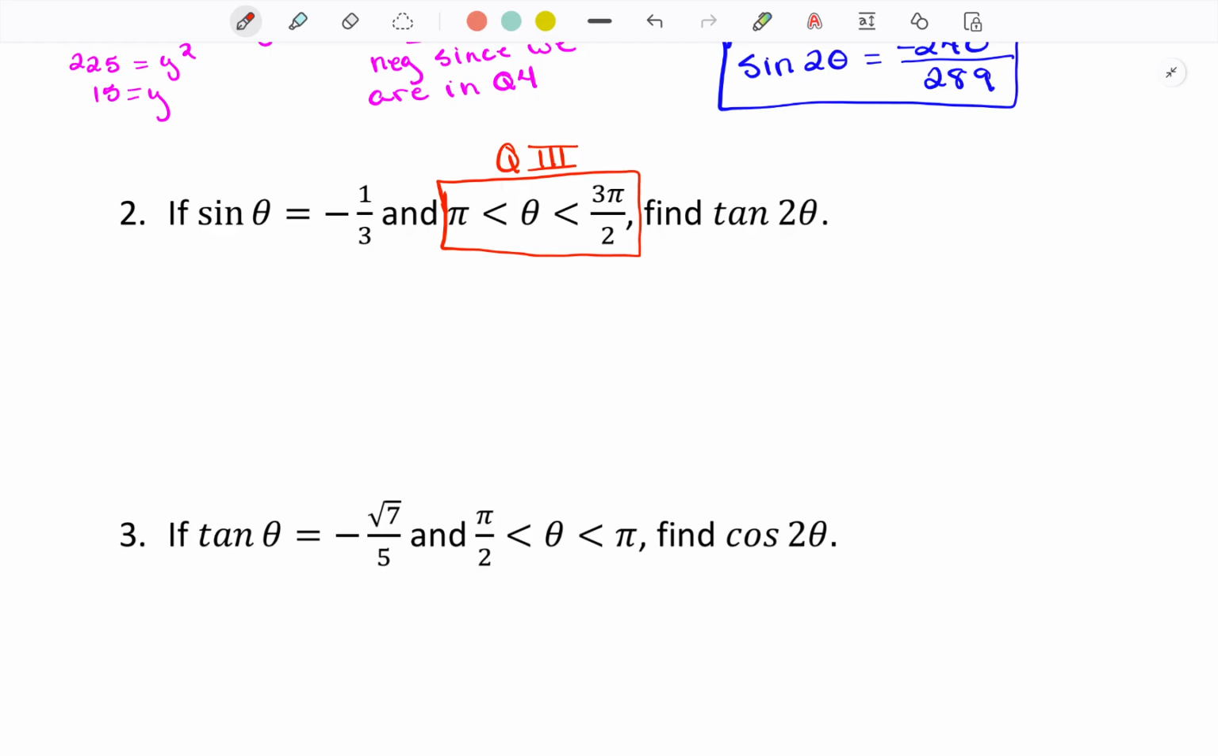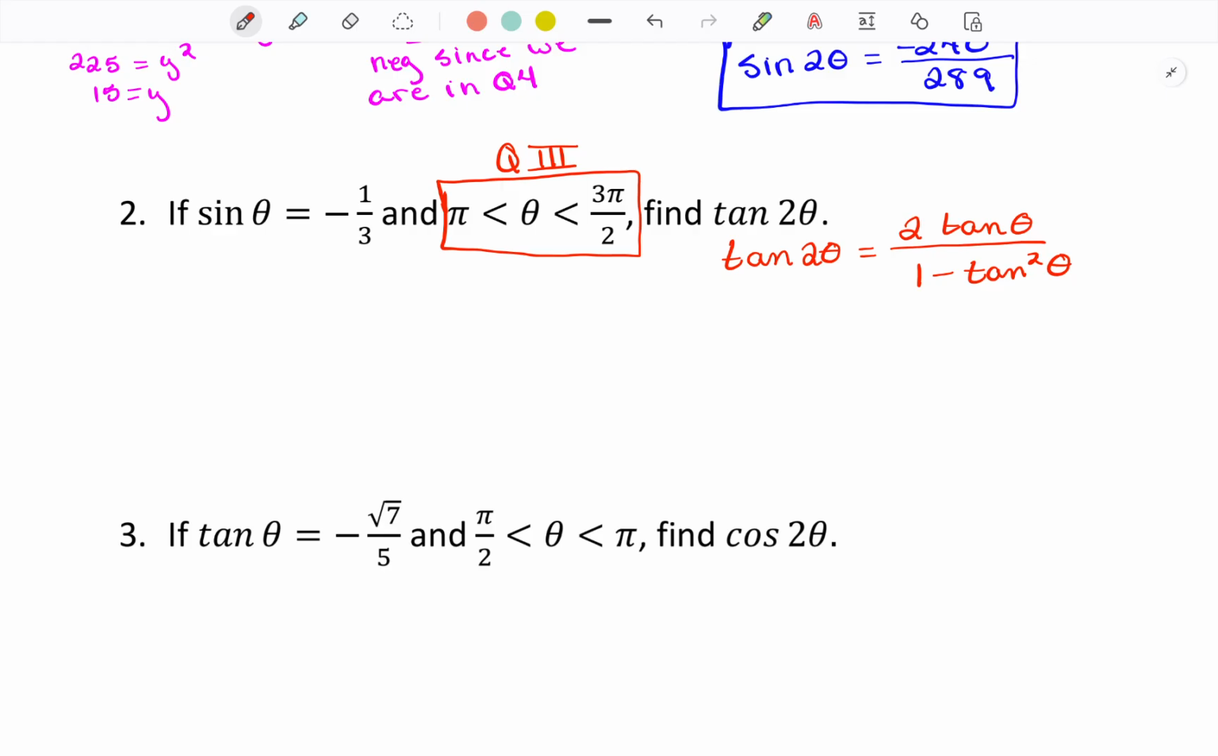So we are going to be in quadrant 3, and we are going to be finding the tangent of 2 theta. So our tangent identity is a little bit funky looking because it is the tangent of 2 theta equals 2 tan theta over 1 minus tangent squared theta.